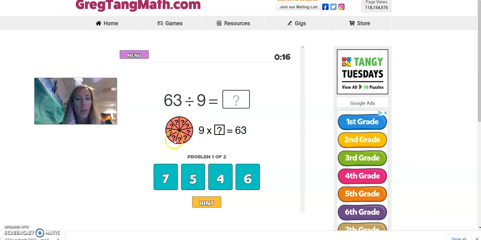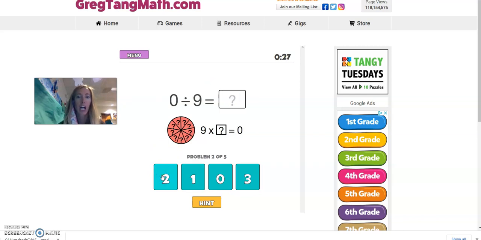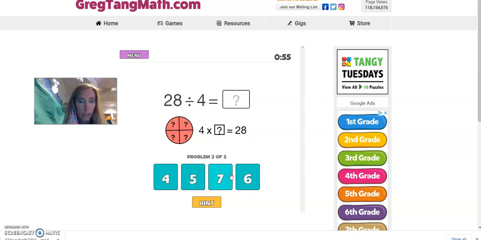Well, how many am I going to need in each group? 9 groups of 4. Will that give me 63? No. 9 groups of 5? No. 9 groups of 7? I think so. Okay, so if we try another, I have 0 divided into 9 groups. There it is. How many are going to be in each group if I have 0 to give out? Well, 9 times what is 0? 0 is going to be in every group.